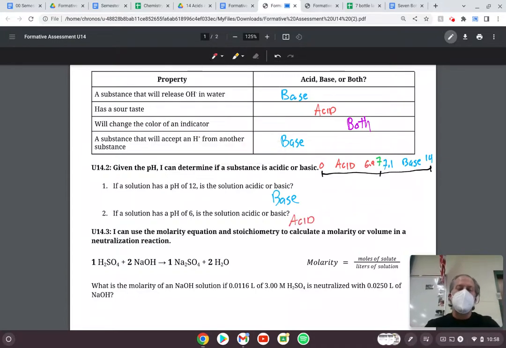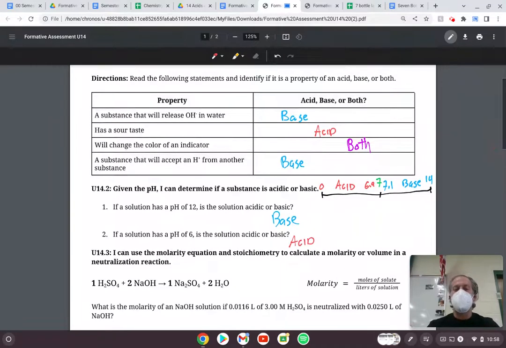Okay, so those are the properties of acids and bases. Remember, there was a note section about properties of acids and bases that I highly suggest that you look at as you're preparing for your quiz for tomorrow. And then the pH scale, you should have some knowledge of that as well. So that's the first part of the quiz.